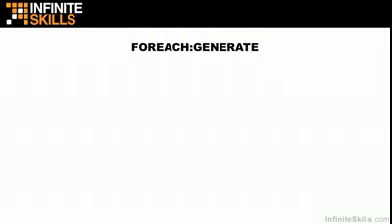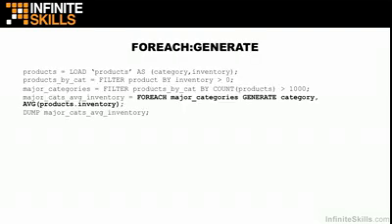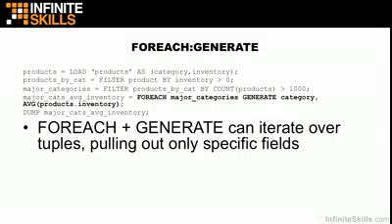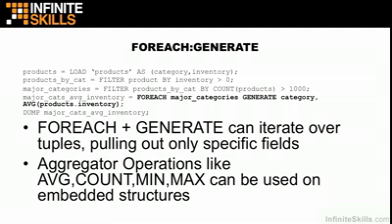Let's zoom in now on this for each generate statement. Here we saw the for each major categories generating the category and the average of the products.inventory. A for each and generate can iterate over the tuples, pulling out only specific fields. Aggregator operations like average, count, minimum, max, and so forth can be used on these embedded structures. And as we see here with the products, we're getting the average of the number of products inventory across every category. This is a very useful thing to do in Pig.